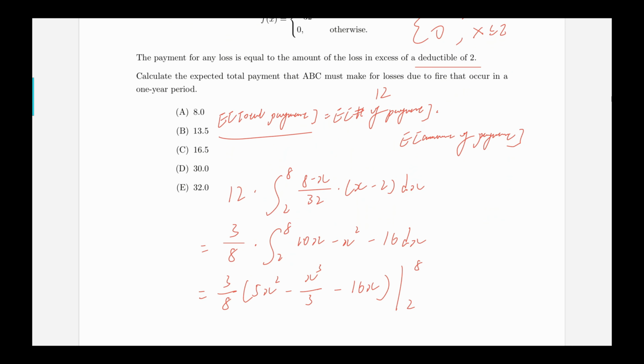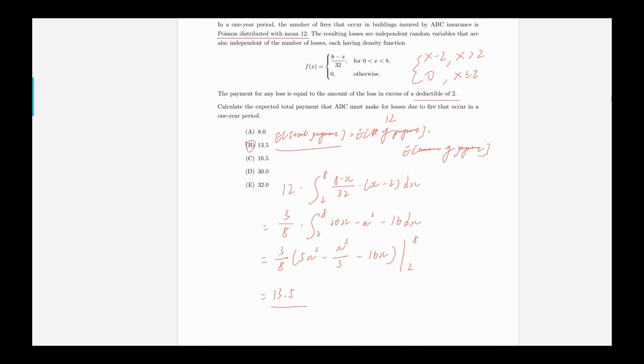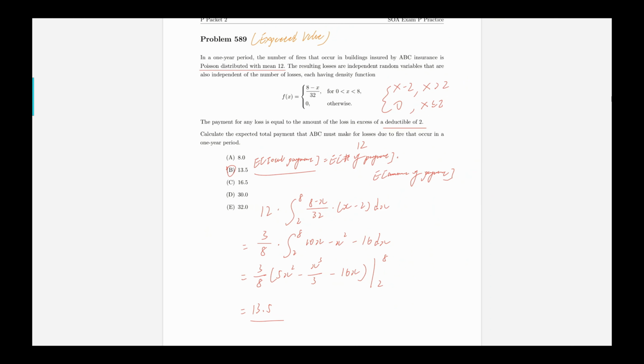from 2 to 8. Basically for the rest, it's just the calculator part. We plug in 8 and plug in 2, find the difference, and multiply this by 3 over 8. This is going to be 1305, and the answer is B. Okay, very nice. Let's move on to the next question.